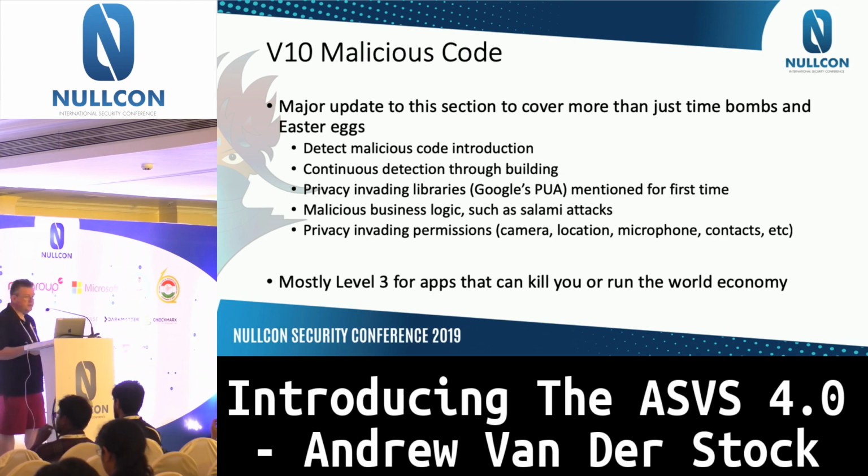In Malicious Code, we gave it a good, solid rework. We want to basically get to a place where things like privacy invading libraries are taken care of. That wasn't part of the malicious code section before, and because it was level 3 in the past, people never did it. We want people to start searching for backdoors, time bombs, and permission invading libraries, which are probably going to be the most common. That's a pervasive problem on the Android platform at the moment.